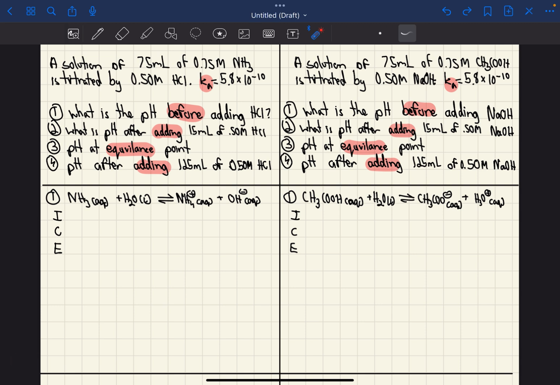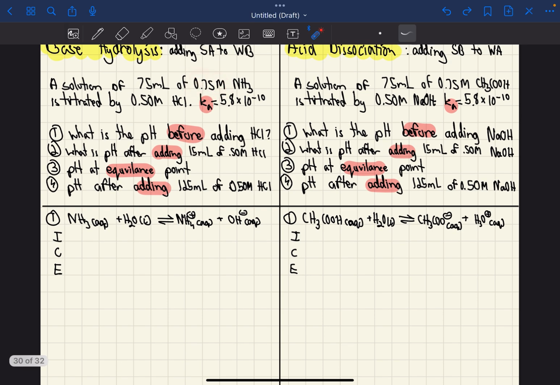So if you didn't add any HCl, is the concentration that was given for NH3 going to change? The answer is no. So if that's the case, then all you really have to do is put that 0.75 molarity for NH3, right?